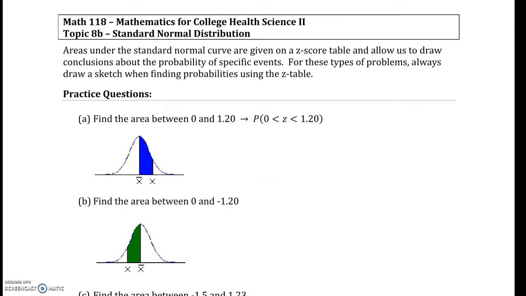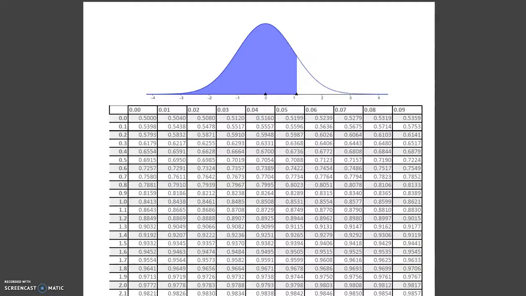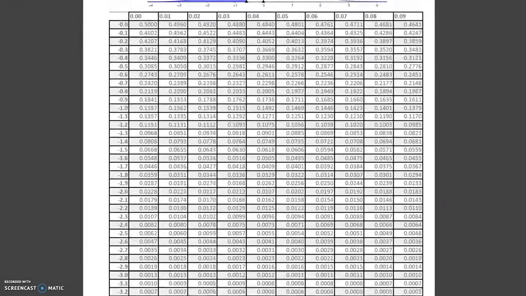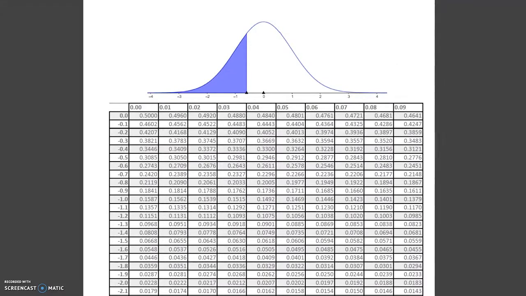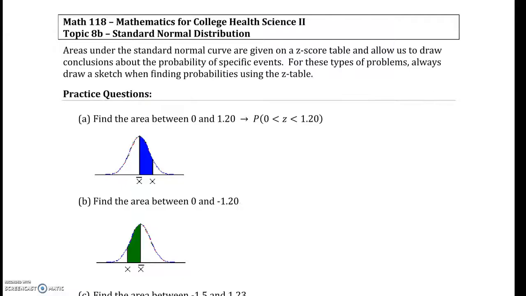So next comes the skill in calculating probabilities using Z-scores. We're going to be going back and forth to our chart a lot. For positive Z-scores, we're going to be using the second page of our chart. For negative Z-scores, we're going to be using the first page. If we look at example A here, we want to find out the area between 0 and 1.2. This corresponds to calculating the probability of having a Z-score between 0 and 1.2. We can put those values on our chart if we like.